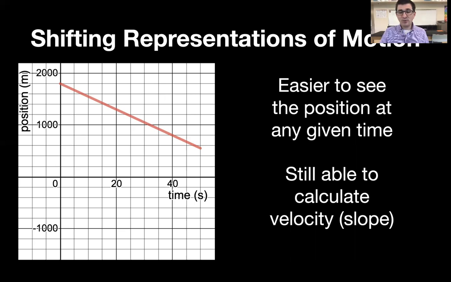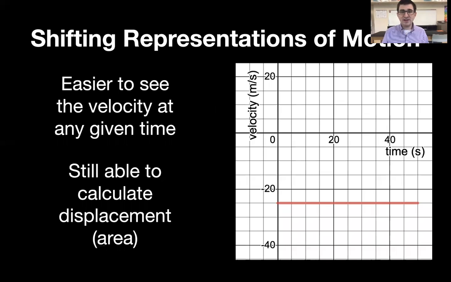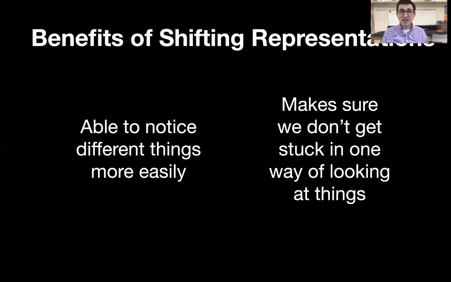But we're also still able to calculate the velocity. It just takes us a little bit more effort because then we have to do rise over run to find the slope. Whereas on the other hand, if we look at the velocity versus time graph, it's easy to see the velocity. If I said, what is the velocity at 30 seconds, we could easily see that it's negative 25 meters per second. And we're still able to calculate the displacement by doing the area between the velocity function and the horizontal axis. So different graphs allow us to see different things in different ways, which is the major benefit of shifting our representation. We might be able to notice different things by looking at the slope or the area or just reading the values off the vertical axis.